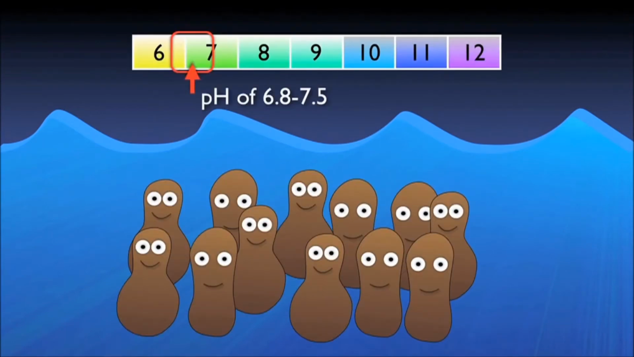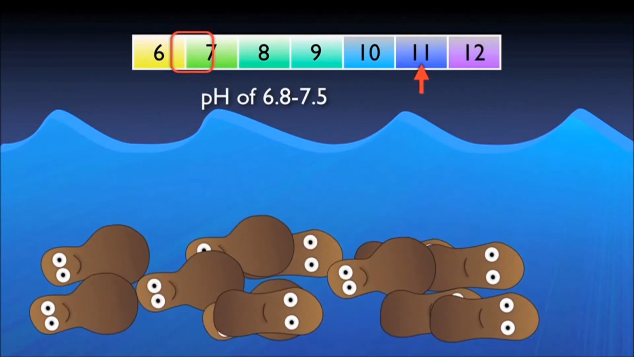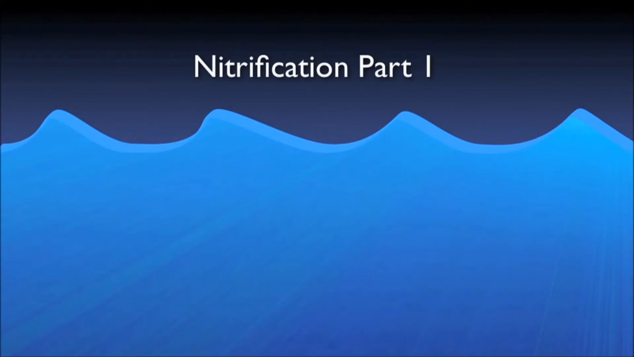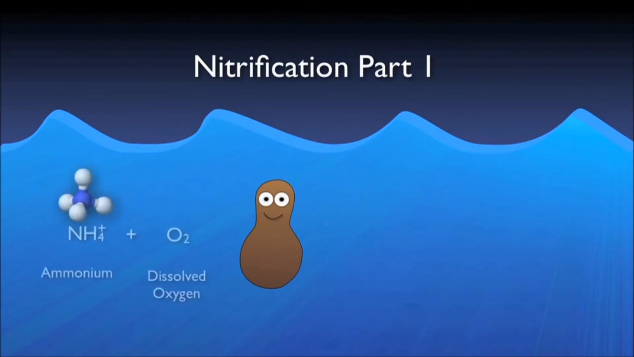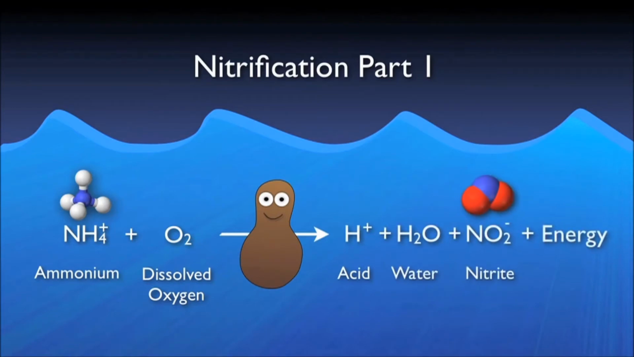As a note, it is important to remember that nitrifiers are also quite sensitive to pH, tending to function most comfortably in water with a pH between 6.8 and 7.5. Once a healthy population of nitrifiers has developed in your system, the first step, performed largely by a group of bugs known as ammonia oxidizers, will take the ammonium and DO and convert it into acid, water, nitrite, and energy. If your system doesn't have adequate alkalinity, the acid produced here could create inhospitably acidic conditions for the bacteria, resulting in major process hiccups including loss of nitrification.